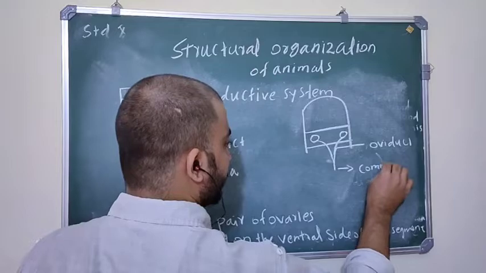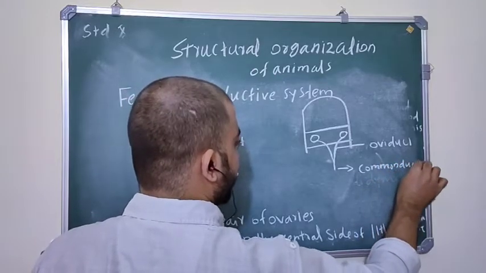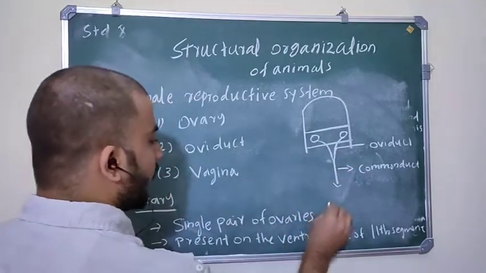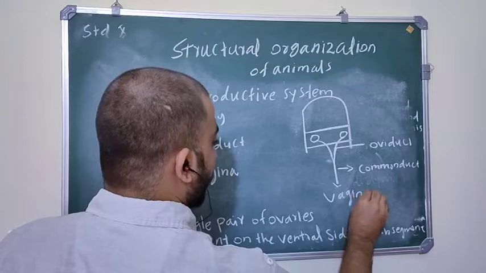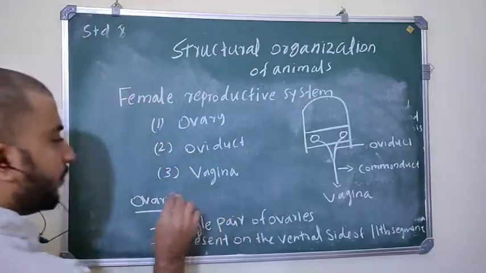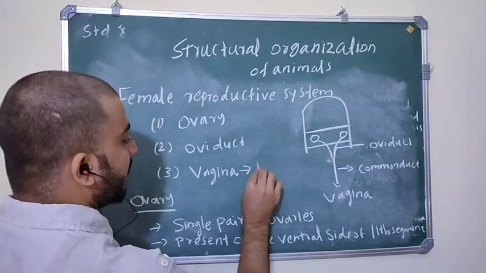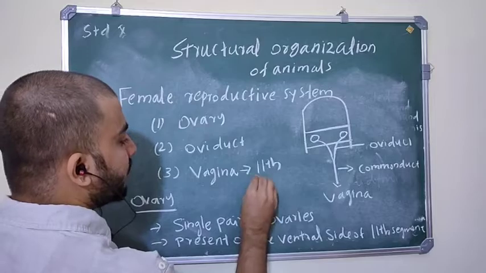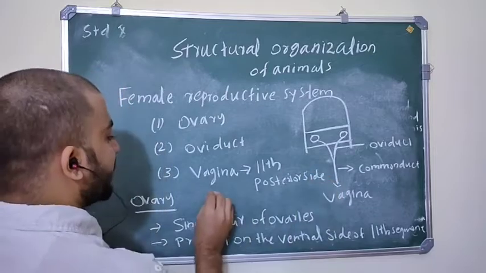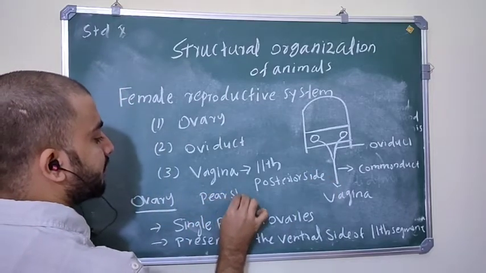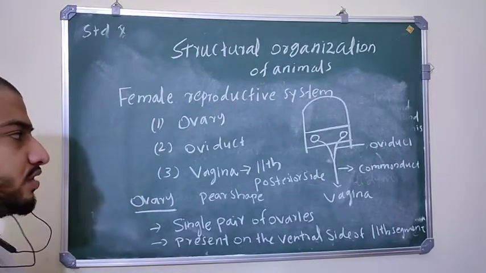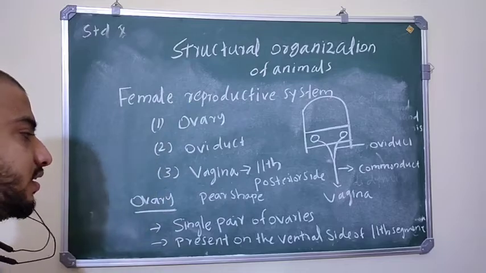common duct, and finally this common duct leads to vagina. Okay, third part, vagina. This vagina is present on the 11th segment posterior side, and the shape of vagina is S shape. Okay, so these are the main three parts of the female reproductive system: ovary, oviduct, vagina.